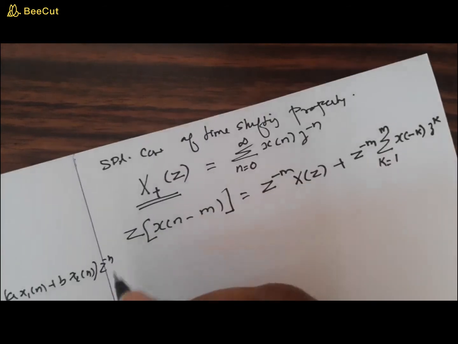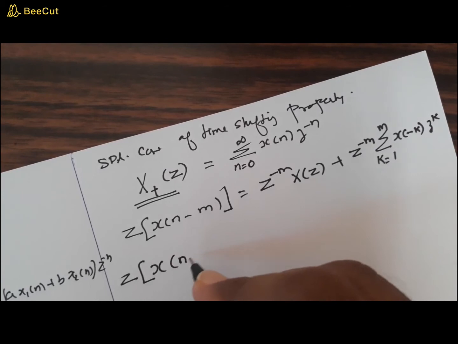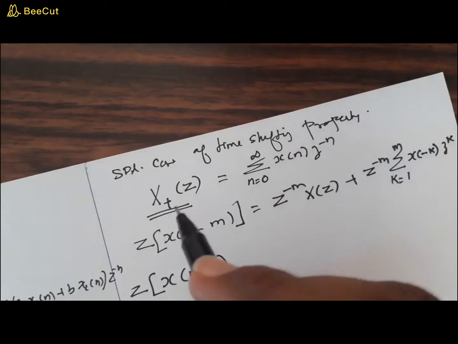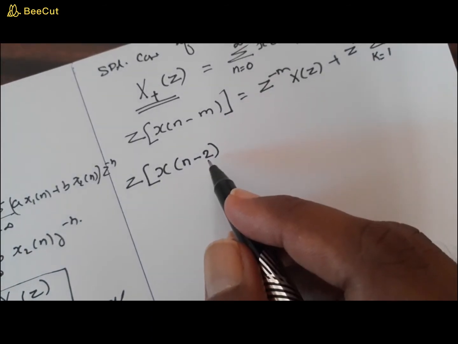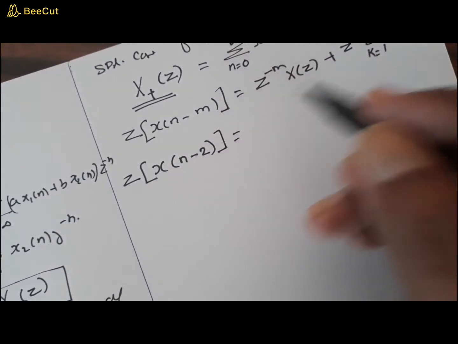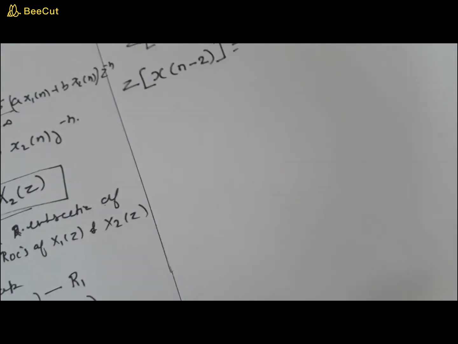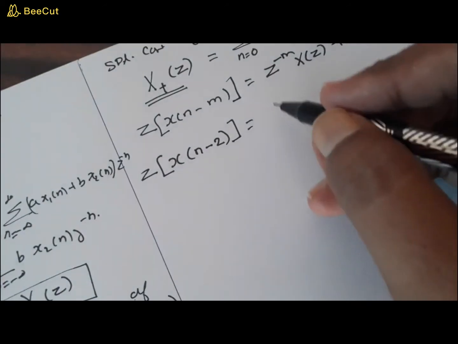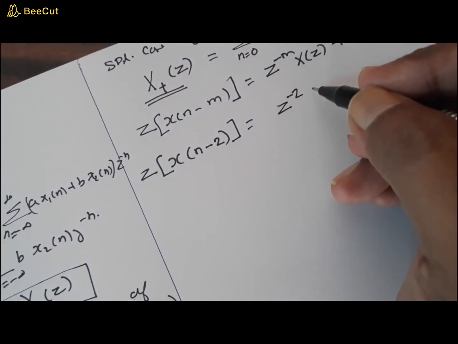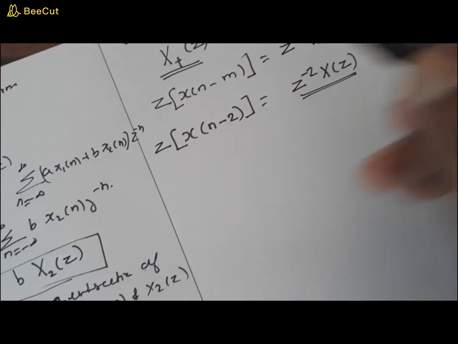I'll just give you an example of this. Say you are to find x of n minus 2, that is, you have a time domain signal x of n shifted by 2 units. Then what is the z transform? Normally, while we do problems, as per this time shifting property, we simply write this as z raised to minus 2 into X of z.